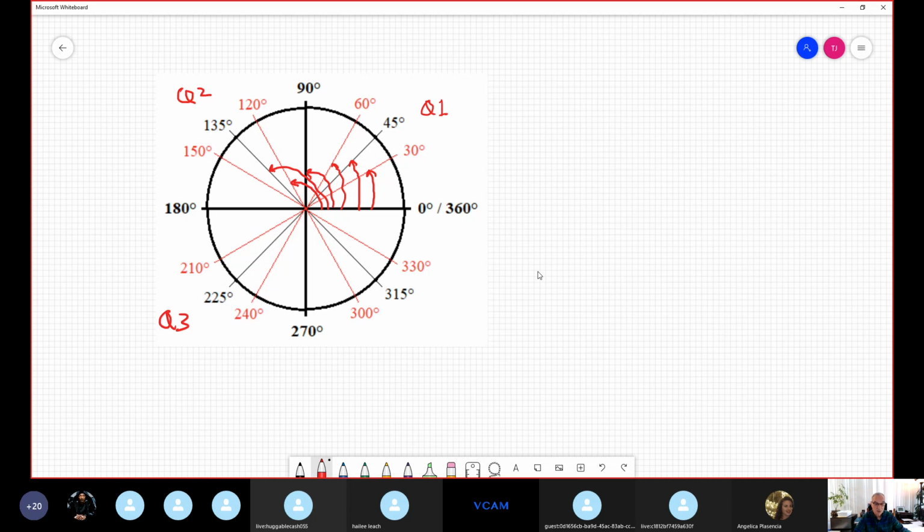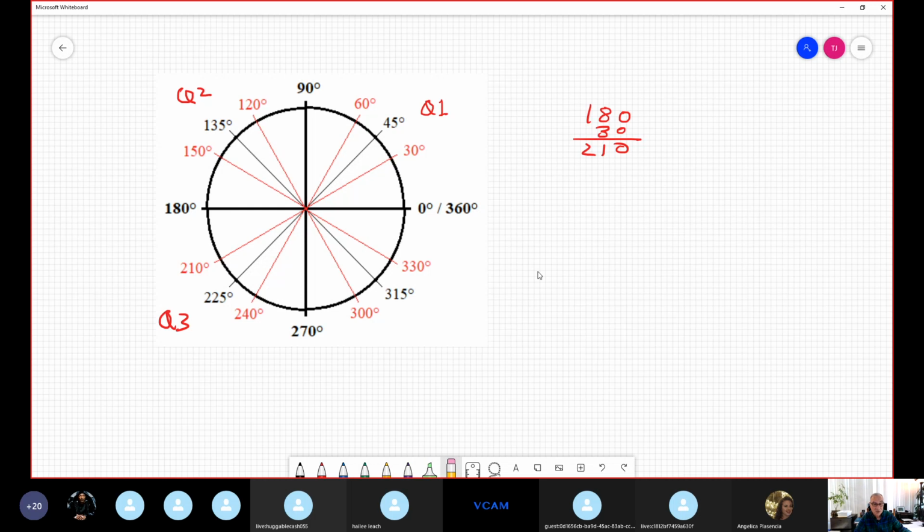So this angle, let me erase that part. This angle belongs to the third quadrant, look, 210. Where does it come from? 180 plus 30, no? 180 plus 45, 225 here. And 180 plus 60 is 240. This belongs to the third quadrant. And in the fourth quadrant, well, we have the quadrantal angles. Quadrantal angles are 0, 90, 180, and 270.